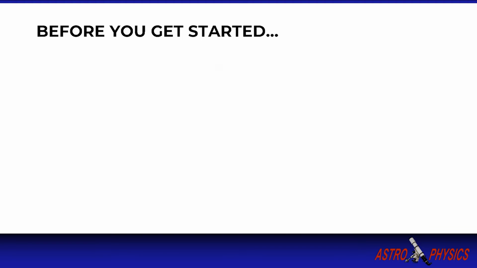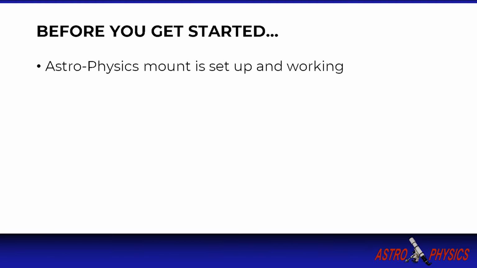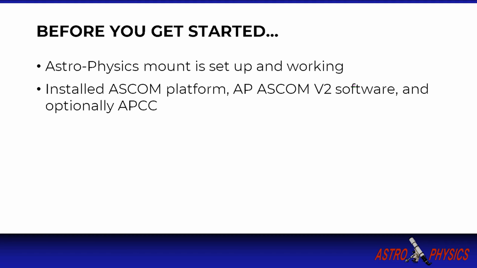Before you get started, this tutorial assumes you already have some basics in place and properly working. Your Astro-Physics mount is physically set up and working properly, including telescope installed and balanced, the ability to power up all of your equipment, and a working connection between your mount and your computer, which is typically USB, Ethernet, or Wi-Fi. You have installed the ASCOM software platform, the AP ASCOM driver, and optionally the APCC software. For encoder mounts, you will need ASCOM and pulse guiding as the preferred method for guiding, and we really recommend using APCC software with encoder mounts.